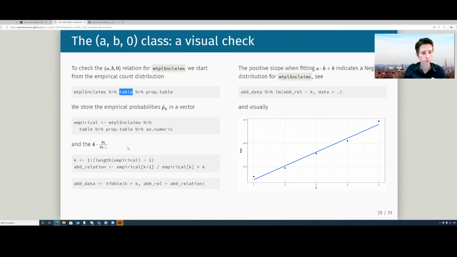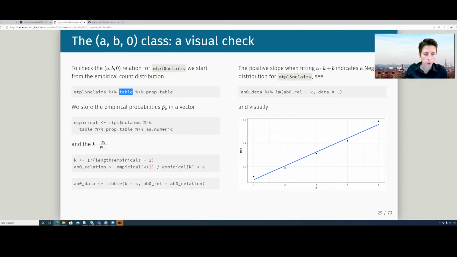And we're going to use them to create the following relation. So that's what's happening over here. I'm going to work with the AB0 relation, and that will be my empirical probabilities to observe an outcome k, divided by the empirical probability to observe an outcome k minus 1, multiplied with k. So you have to be a little bit careful.